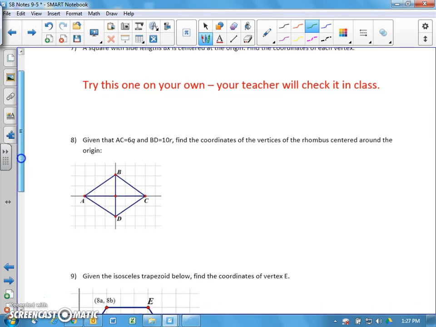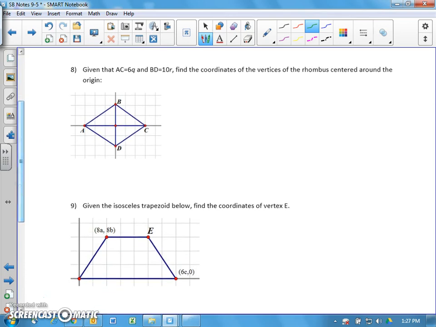We're going to do 8 and 9 together and let you do 7 and 10 on your own. Basically what they've done here is you're using properties of your quadrilaterals. They're telling us that it's a rhombus. So what that means is I know all my sides are congruent, but they're giving me information about AC and BD. Those are the diagonals.